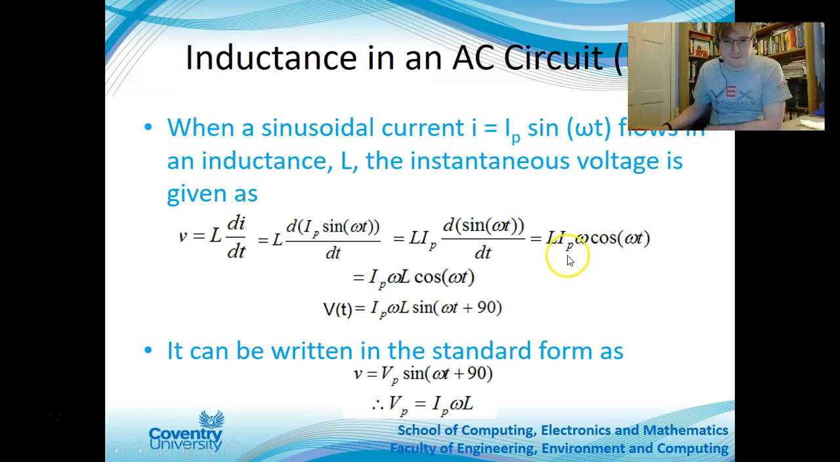And again, we've got to just rearrange that into this format here. As we said in the last video, we want to have everything in terms of sine, so we convert the cos to a sine by adding 90 degrees to it. And that gives you a final answer. So the standard form can be written as Vp is equal to Ip omega L.